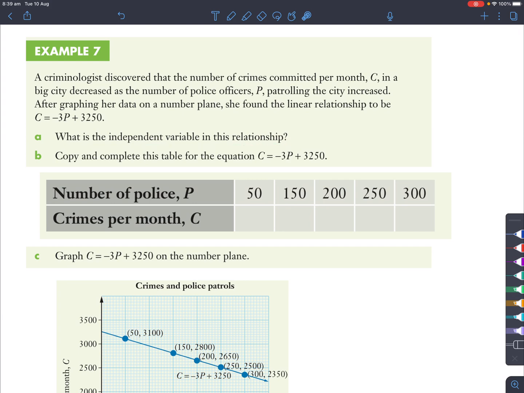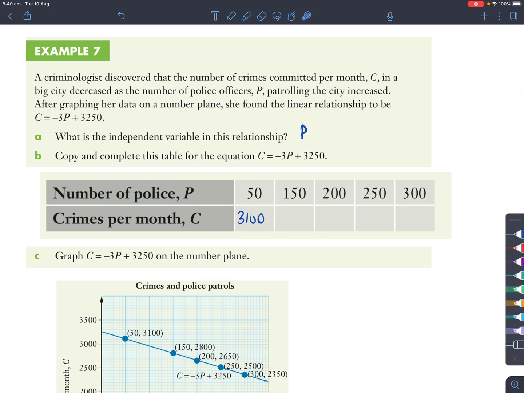So the independent variable is always the x value, which is the first row. So that will be the number of police, so P. Okay, and why is because C, number of crimes, depends on the number of police. So what it's saying is the fewer police there are, the more crime there is. But the more police there are, the less crime there is. Right. So our formula says C is equal to negative 3P plus 3,250. You substitute in 50 as P in there. Okay, so on my calculator, if I do this, I'll get 3,100.